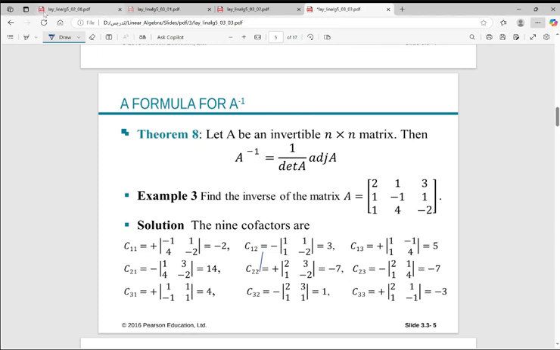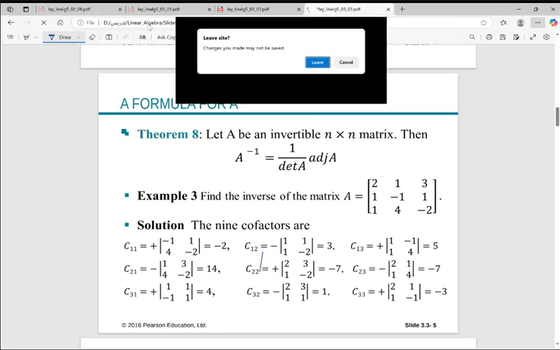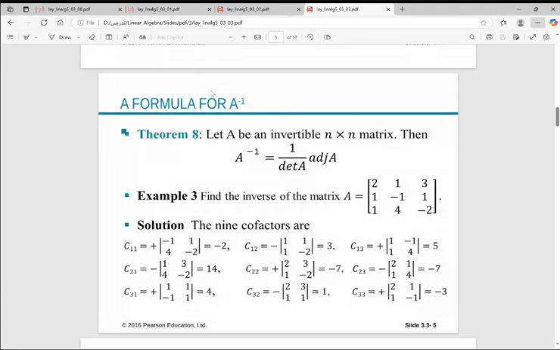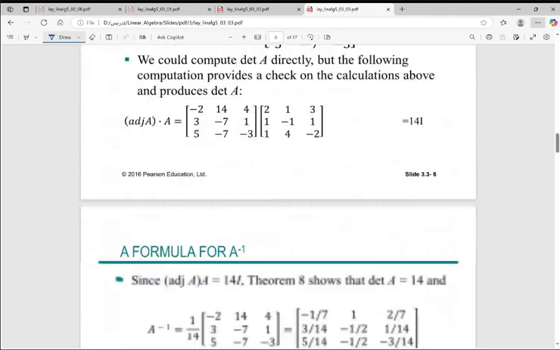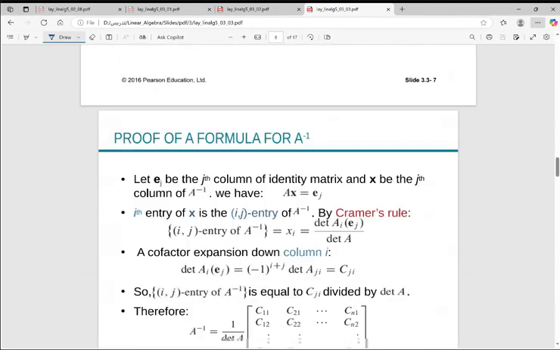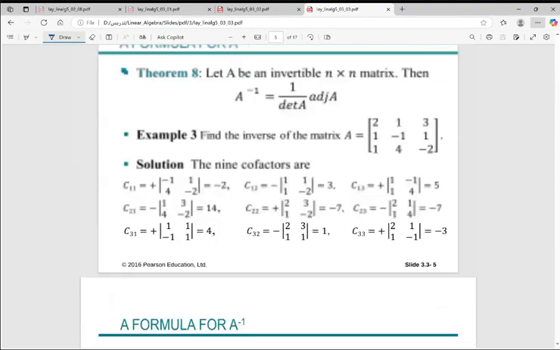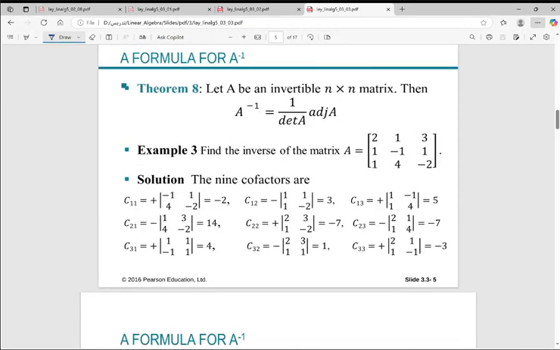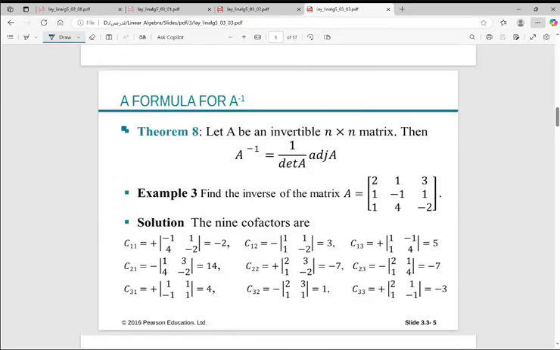So let's move to the next point. Next theorem. It is also an important theorem, and it expresses the relationship between inverse, determinant, and adjugate. What is the adjugate matrix? Let me first define it. The adjugate matrix of A is the transpose of the cofactor matrix.